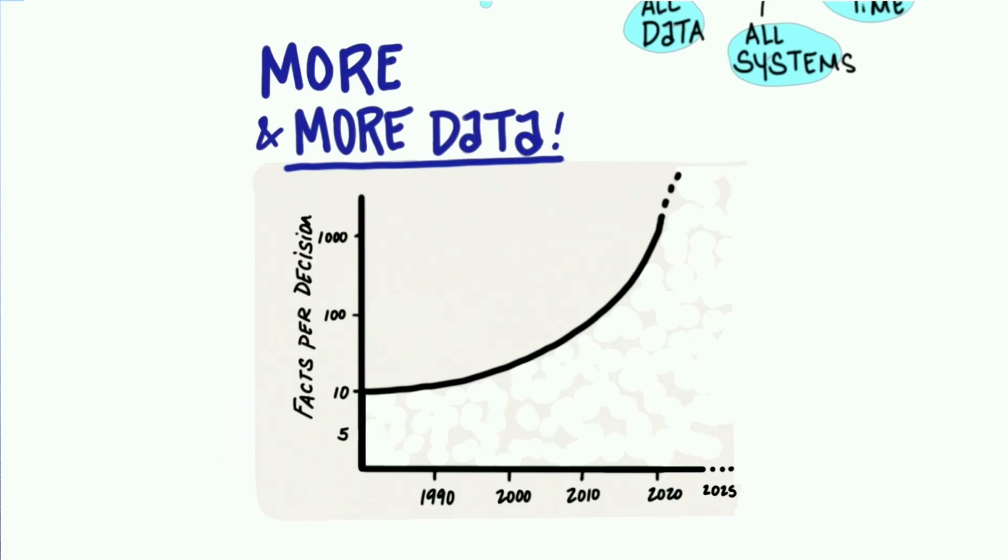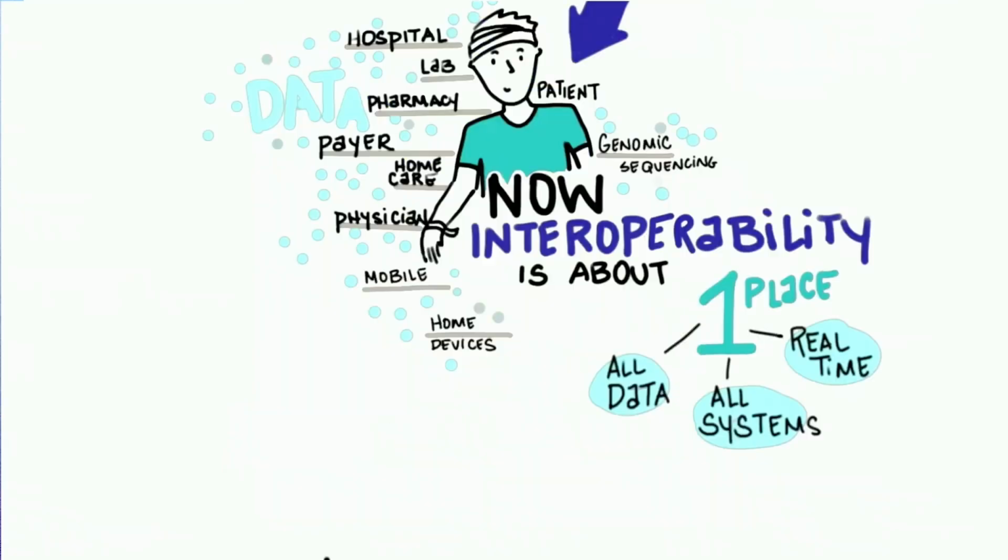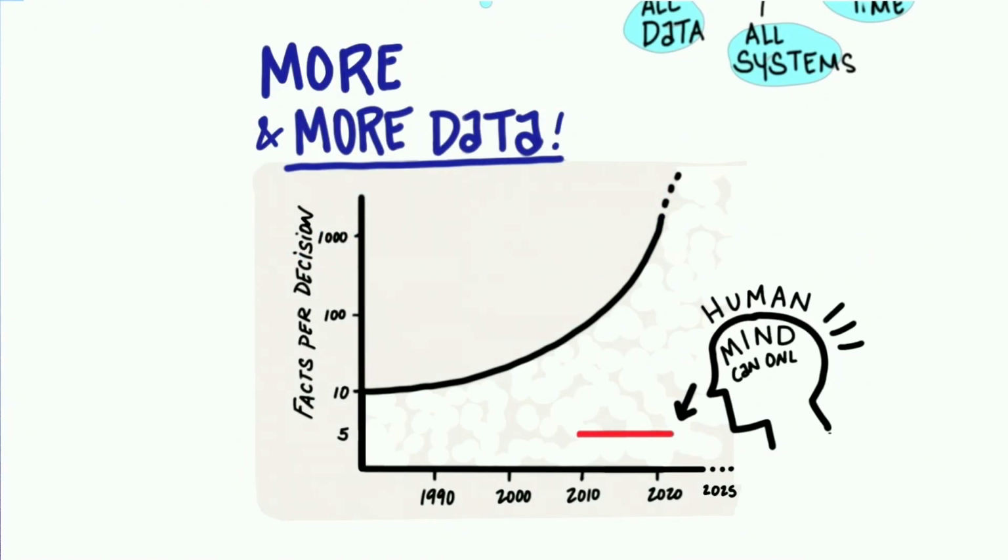William Stead at Vanderbilt a few years ago estimated the number of facts that exist for a complex decision in medicine. His estimate was that in 1980 there were about 10 facts. In 2020, by calculating the growth of data, there were about 1,000 facts. Now there are several thousand facts for every complex decision we make.